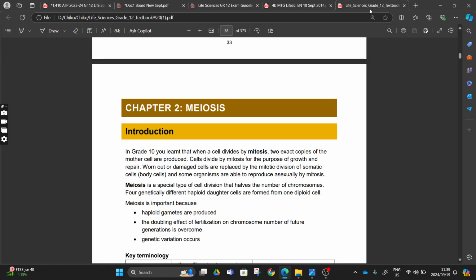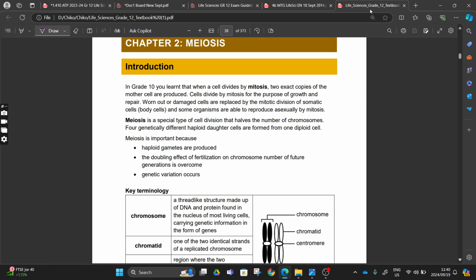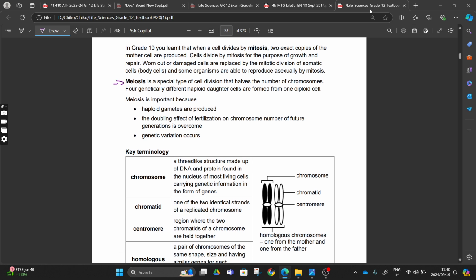10 minutes, start. Meiosis, guys. In grade 10 we did mitosis, where a cell was divided to form two identical daughter cells. Now in grade 12 we are learning meiosis, a special type of cell division that halves the number of chromosomes, forming 4 genetically different haploid daughter cells from one diploid cell, right? Meiosis is very important because haploid cells are produced, genetic variation occurs, and it also overcomes the doubling of chromosomes at fertilization, right?